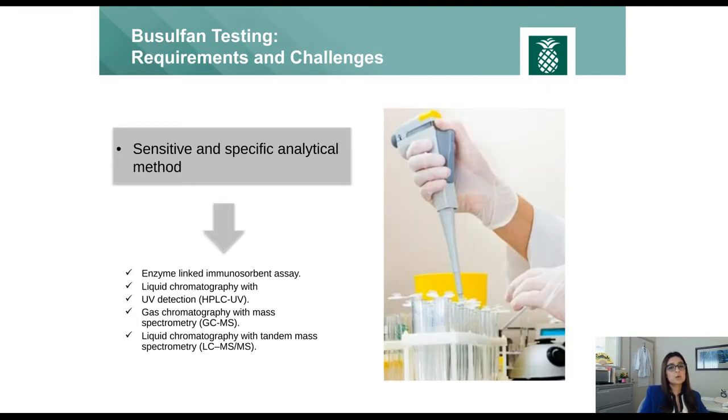The quantification of busulfan in plasma needs a sensitive and specific analytical method. Many of the available busulfan methods are complicated and time-consuming, requiring extensive sample preparation like derivatization in gas chromatography. LC-MS is the most used method in clinical labs to analyze busulfan concentration in plasma with high accuracy, reproducibility, and simple sample preparation.